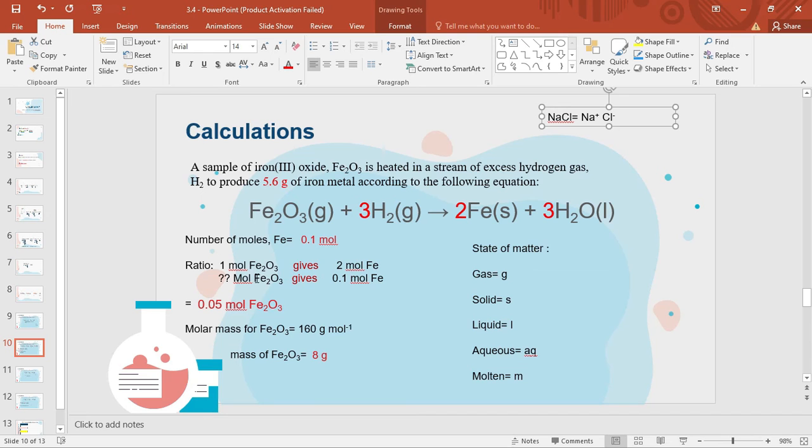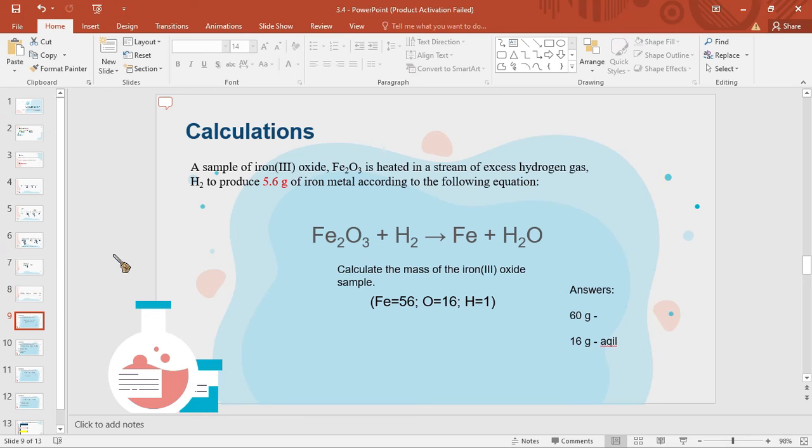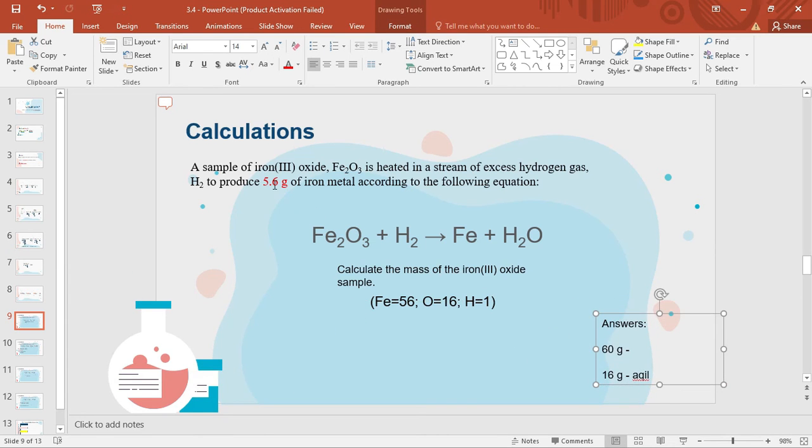Okay, relax first. Now teacher will explain again about the question. A sample of iron(III) oxide Fe2O3 is heated in a stream of excess hydrogen gas H2 to produce 5.6 gram of iron metal. So 5.6 gram, that is the mass of the iron.